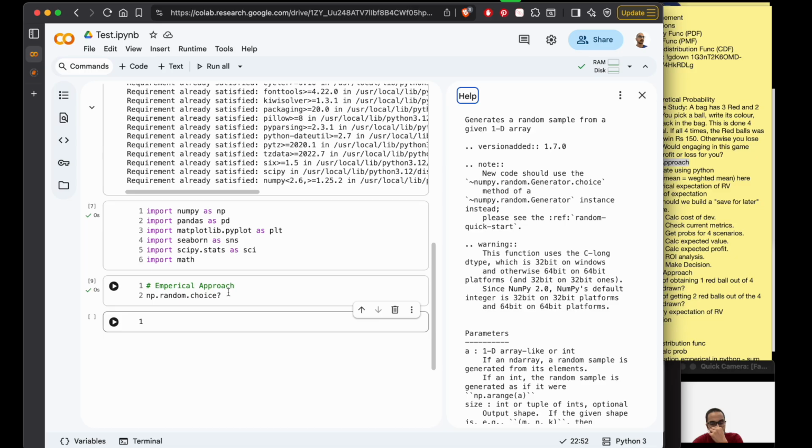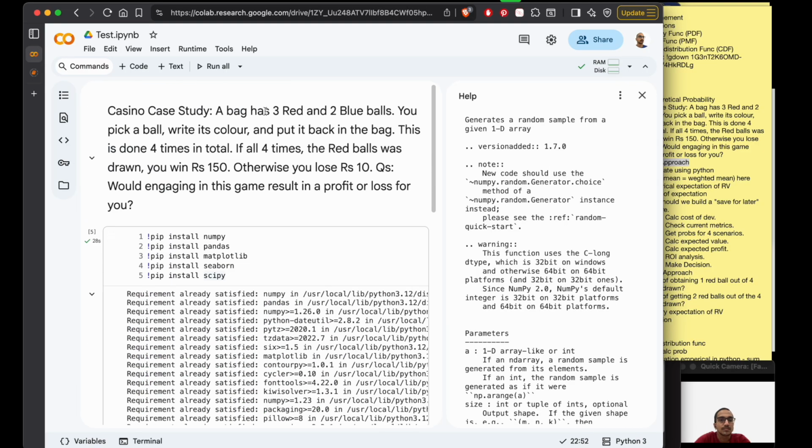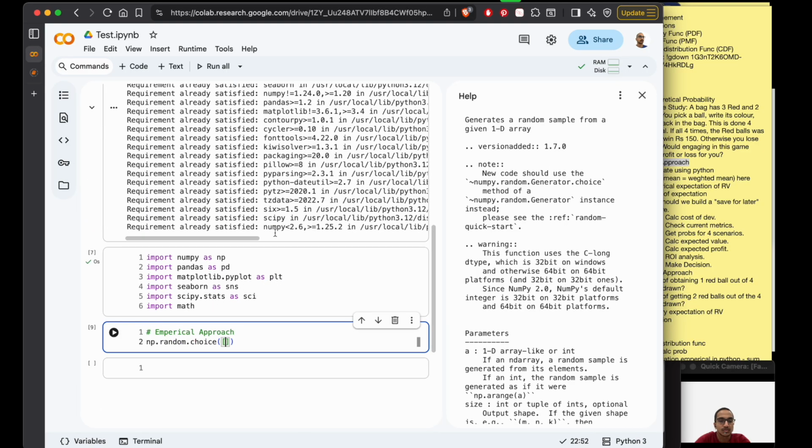So from what elements do we need the random samples? We want the random samples from 3 reds and 2 blues. So we'll just create reds this way, 3 reds and 2 blues. Okay, these are our samples.